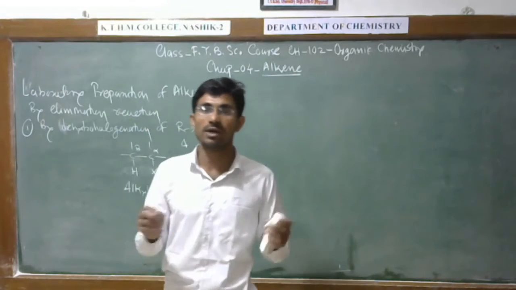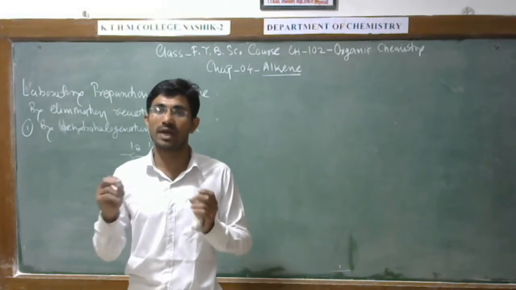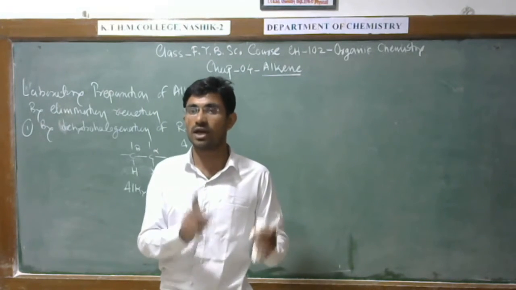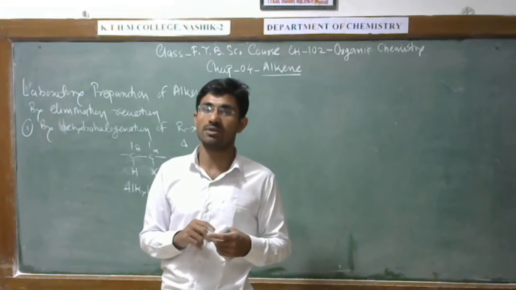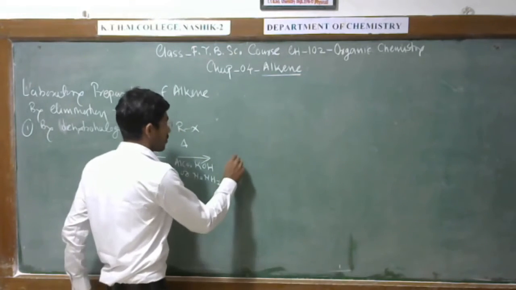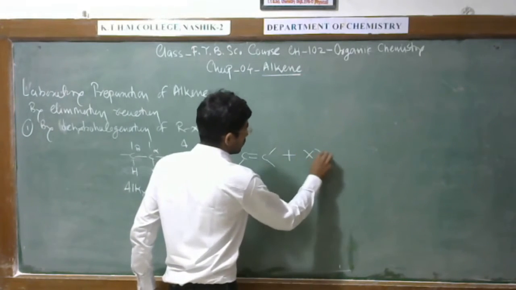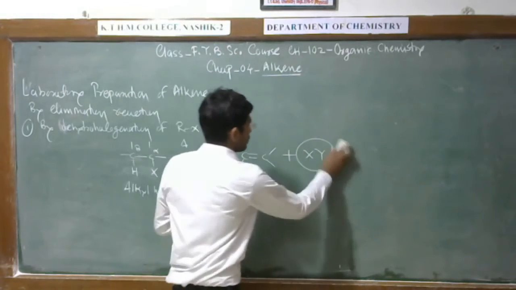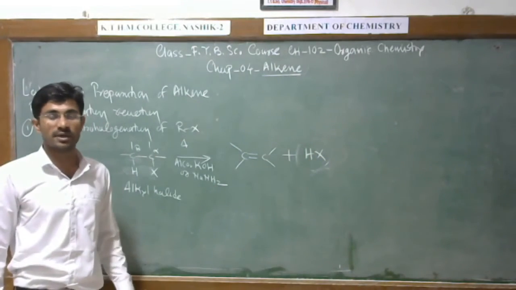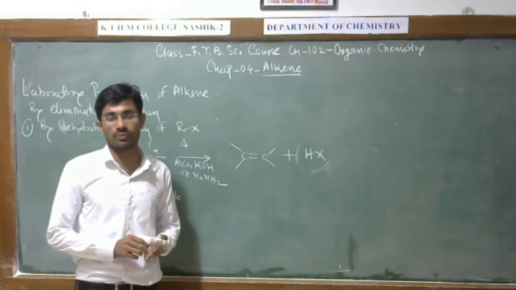the alkyl halide compound undergoes elimination reaction. The alkyl halide compound undergoes beta elimination reaction. From the alpha carbon the halogen atom, and from the beta carbon the hydrogen atom, is eliminated. So this is called beta elimination reaction. So overall HX is eliminated here. In this way we can convert a carbon-carbon single bond into a carbon-carbon double bond.